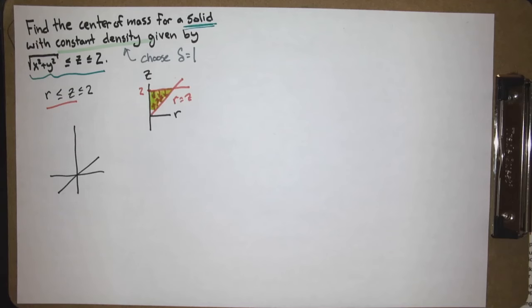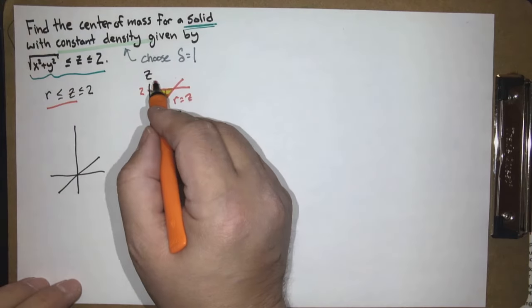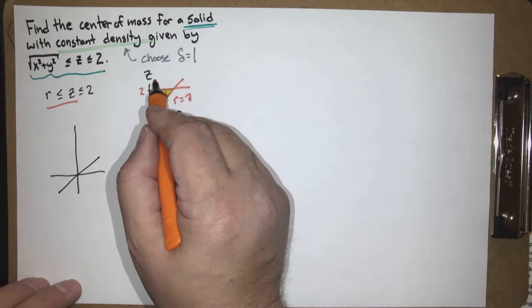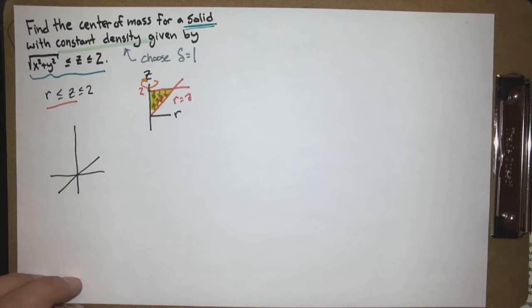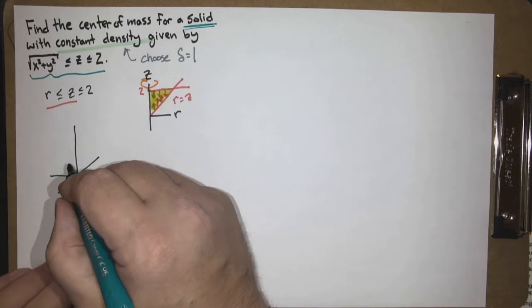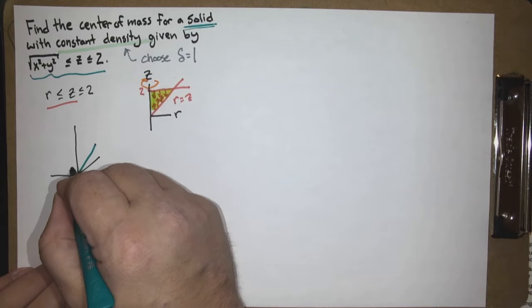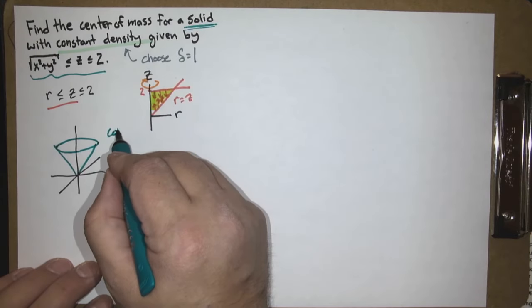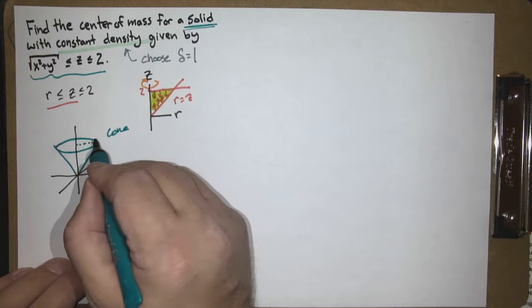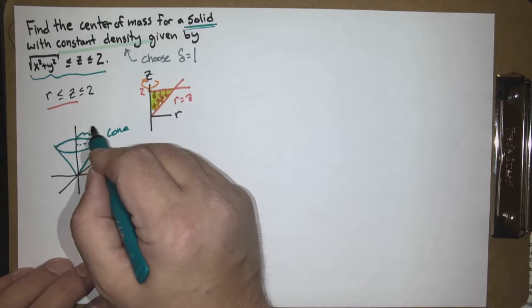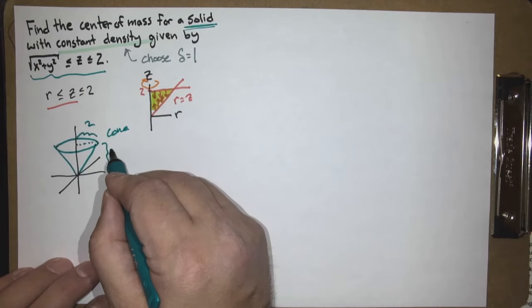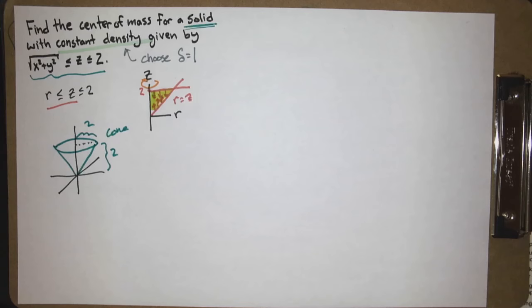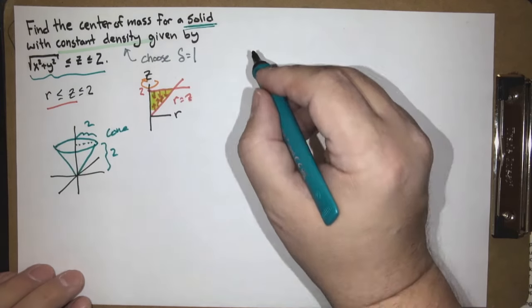But what's going to happen? We're going to spin it. And when you spin that triangle, what shape do you form? Cone. So we now know our shape. It's a cone. And we can even say some things. The radius of the cone is 2. The height of our cone is 2.